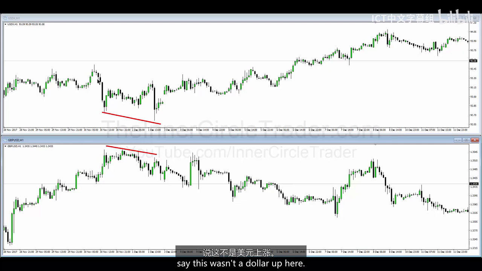And say this wasn't the dollar up here. Say they were reversed. Okay, say the lower chart here on the bottom, say that was the dollar index, and the top chart was cable. If I had this scenario here, I would be buying below that low here on cable with the idea that it's a turtle soup long, false breakout, or run on sell stops, and I would hope for higher prices as a result.